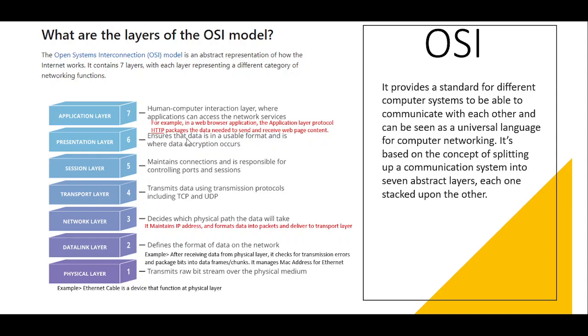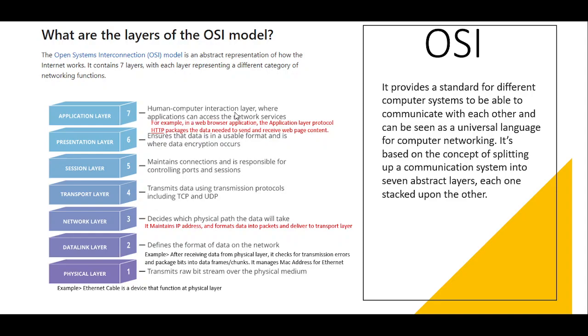Now, the sixth layer is the presentation layer, which ensures that data is in a usable format and is where data encryption or decryption happens. So basically, this makes the data which we receive from the server usable. For example, we write www.facebook.com, and when we receive the data back, it decrypts it and makes it a usable format for humans to read. So the seventh, which is the last layer, is the application layer.